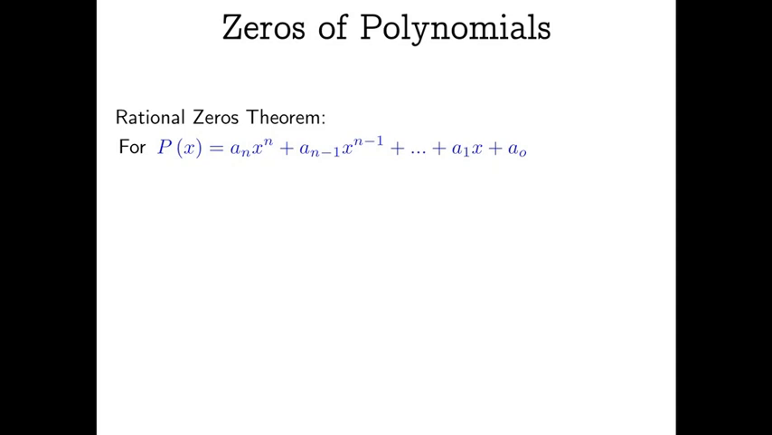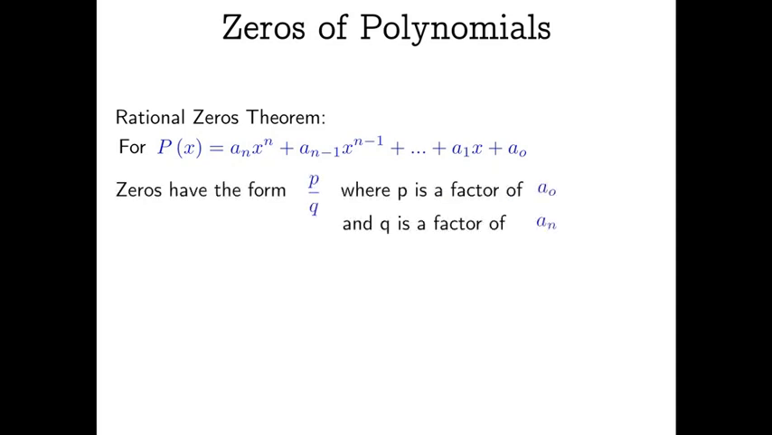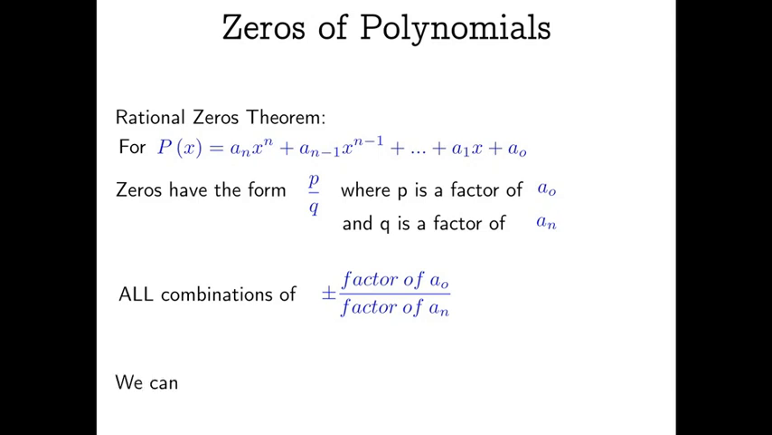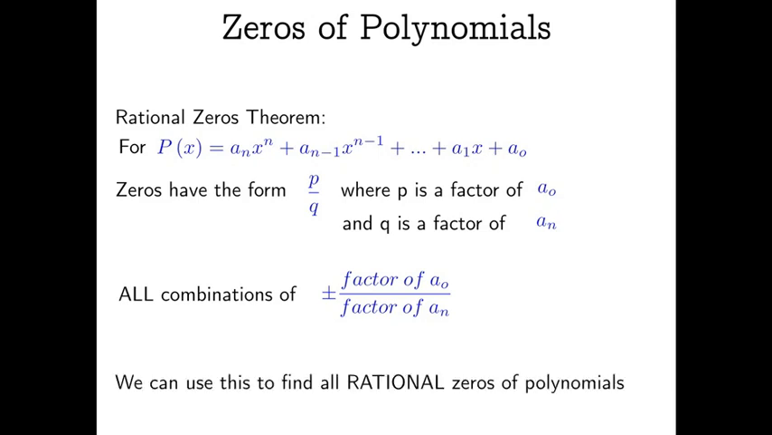This theorem states that for a polynomial in standard form, all rational zeros must have the form p over q, where p is a factor of a naught, the constant term, and q is a factor of a sub n, which is the coefficient of the leading term in the polynomial. All rational zeros must be a combination of the factor of a naught over the factor of a sub n. We can find all rational zeros of this form.